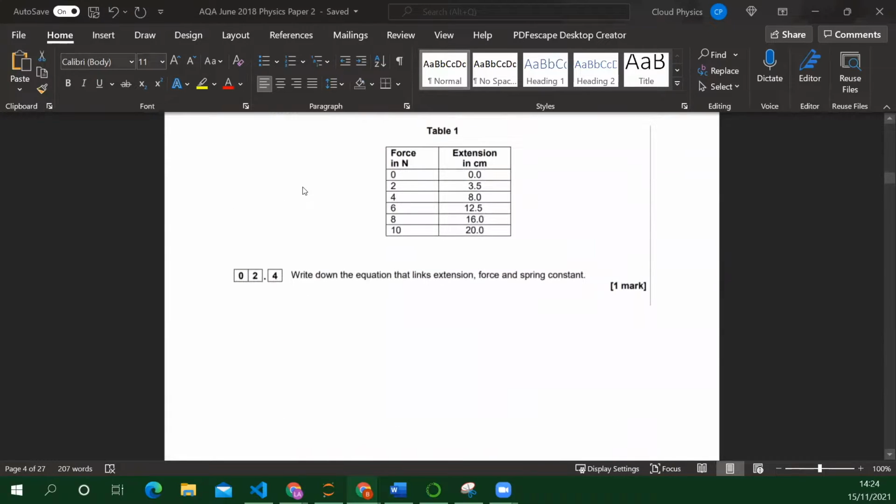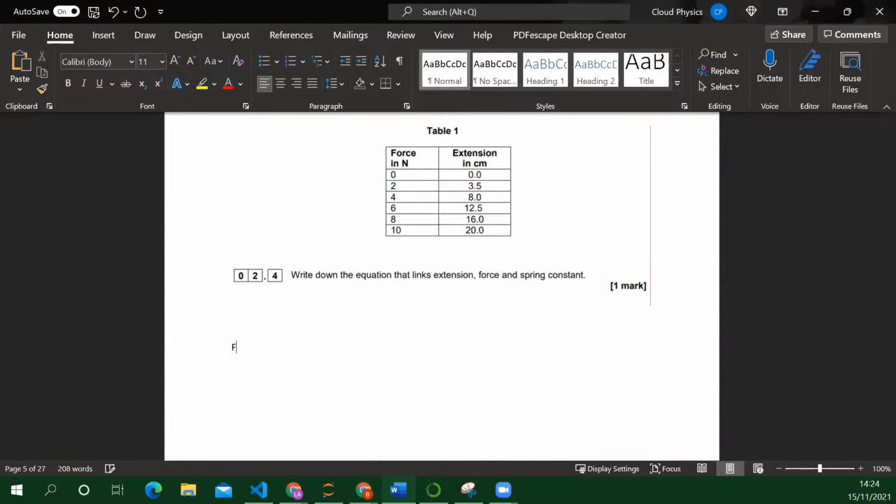Okay, write down the equation that links force, extension, and spring constant. So in words, force equals spring constant times extension. We're talking about that extension, not the whole length of the spring. That's quite a common error people make.